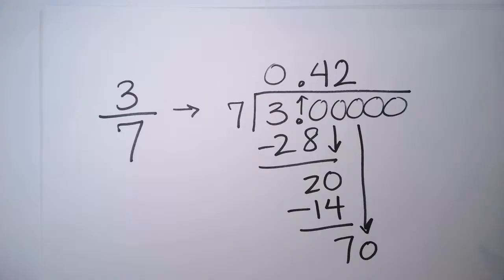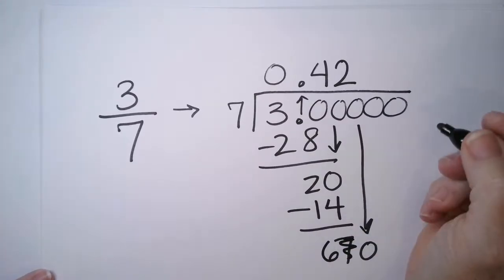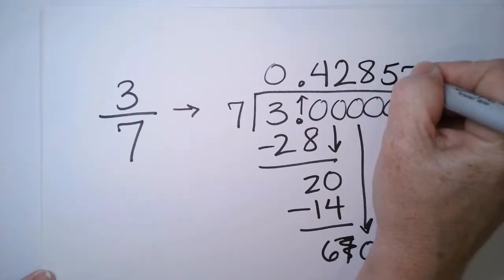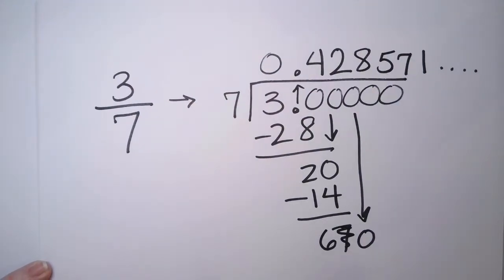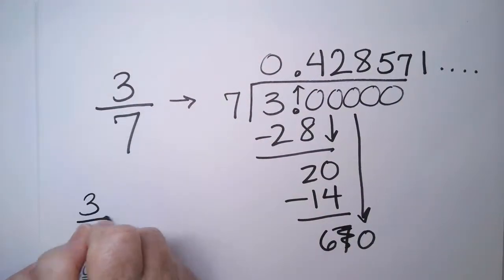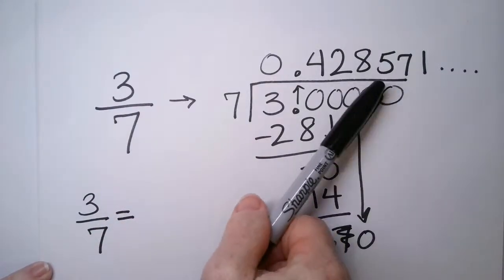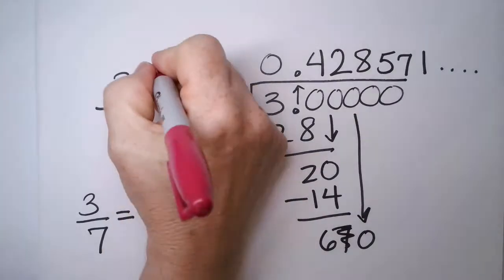Oh wait, no, I didn't do that right. That's not 7, that's 6. There we go, 60. And then we have an 8, and then a 5, and then a 7, and then a 1, and it keeps going on. So the decimal for 3/7. What is the percent using my number? Take it to 1 decimal place. So you turn it into a decimal first.